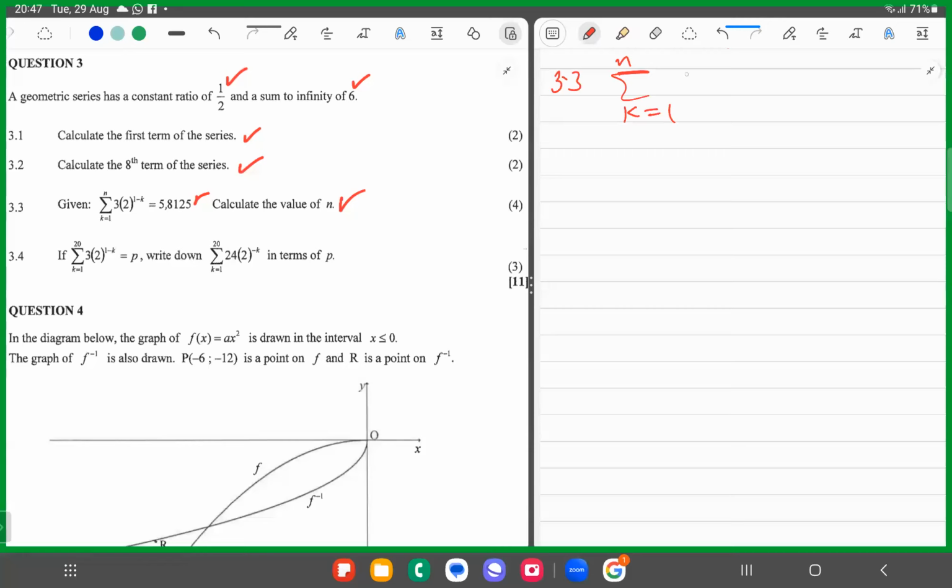And then the sum to n terms is 3 into 2 raised to 1 minus k, which is 5.8125. All right, so let's do this now. We do the substitution, we expand this summation, which has been given in sigma notation. If you put k equals 1, this is going to be 3 into 1 minus 1. 3 into 2, you have 1 minus 2. Yes, 1 minus 2.